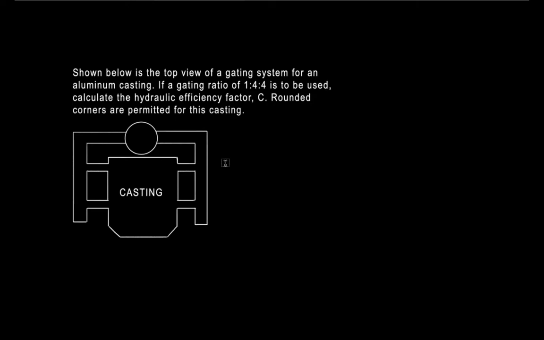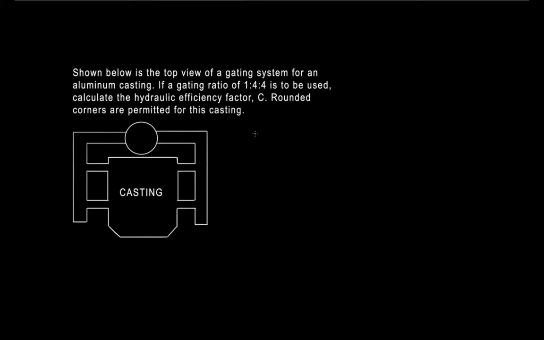So shown below is a top view of a gating system for an aluminum casting, and if a gating ratio of 1 is to 4 is to 4 is to be used, we are to calculate the hydraulic efficiency factor C, and it is noted that rounded corners are permitted for this casting. Okay, so to begin, we'll first calculate the individual runner areas and the individual gating areas, or ratios, I should say.